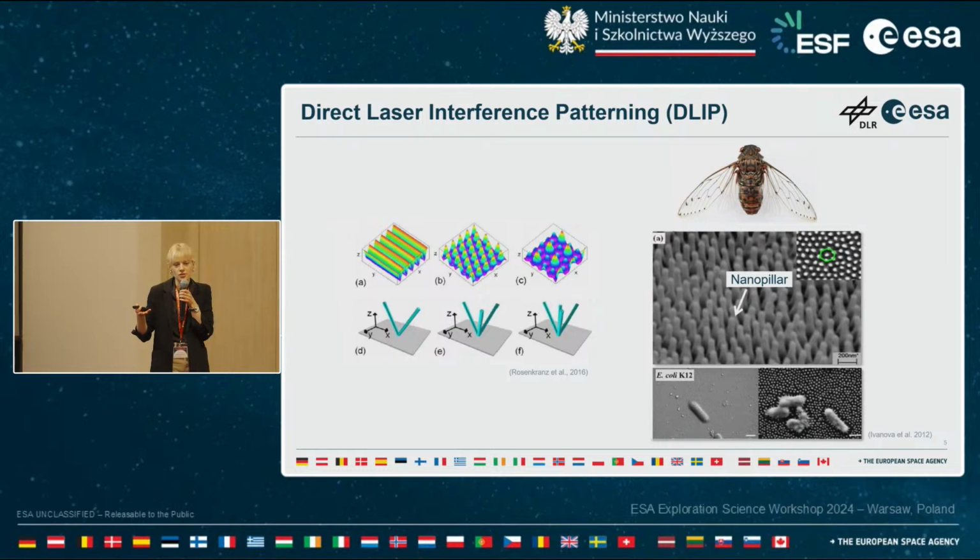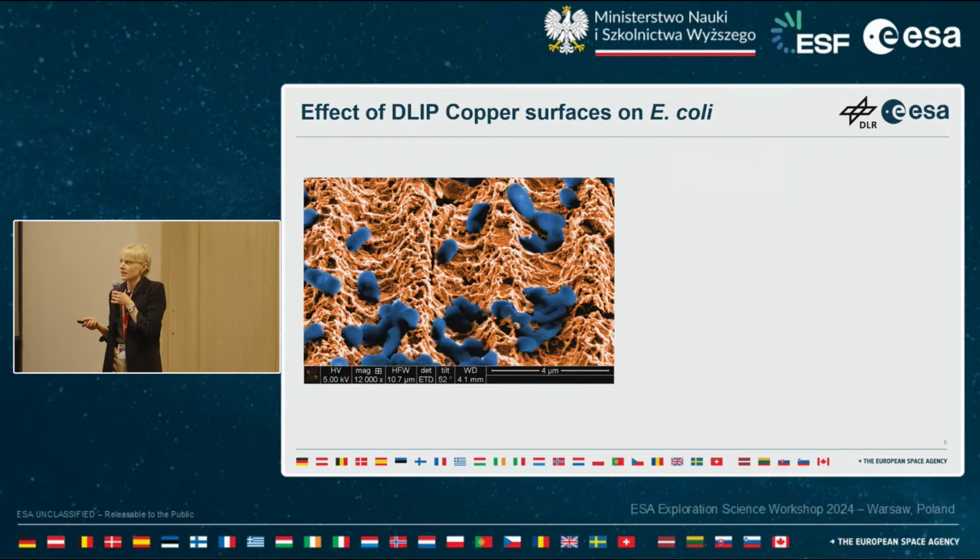In nature, there are surfaces that are, due to their surface topography, antimicrobial. These are, for example, the wings of the cicada species here that have these nanopillars. Just by the surface tension of these nanopillars, they act antimicrobial. For example, here this was tested with E. coli. So this was the idea behind it: additionally modifying the copper surfaces with this direct laser interference patterning to increase antimicrobial activity.